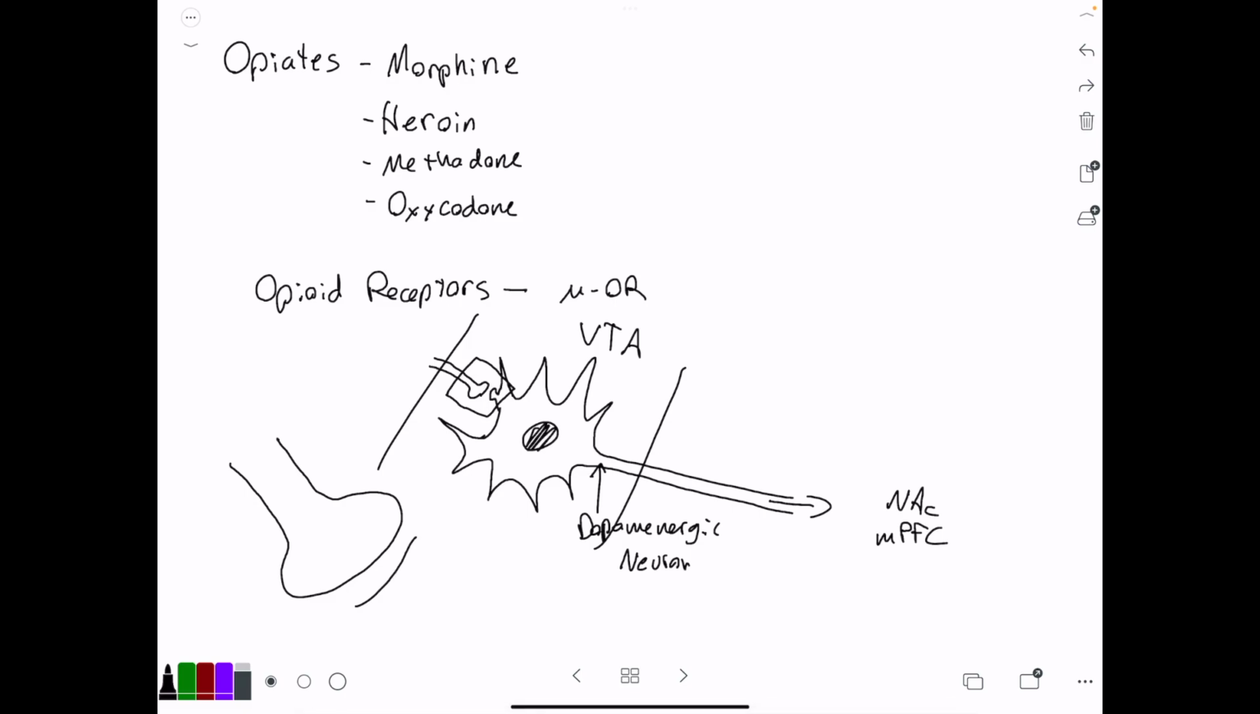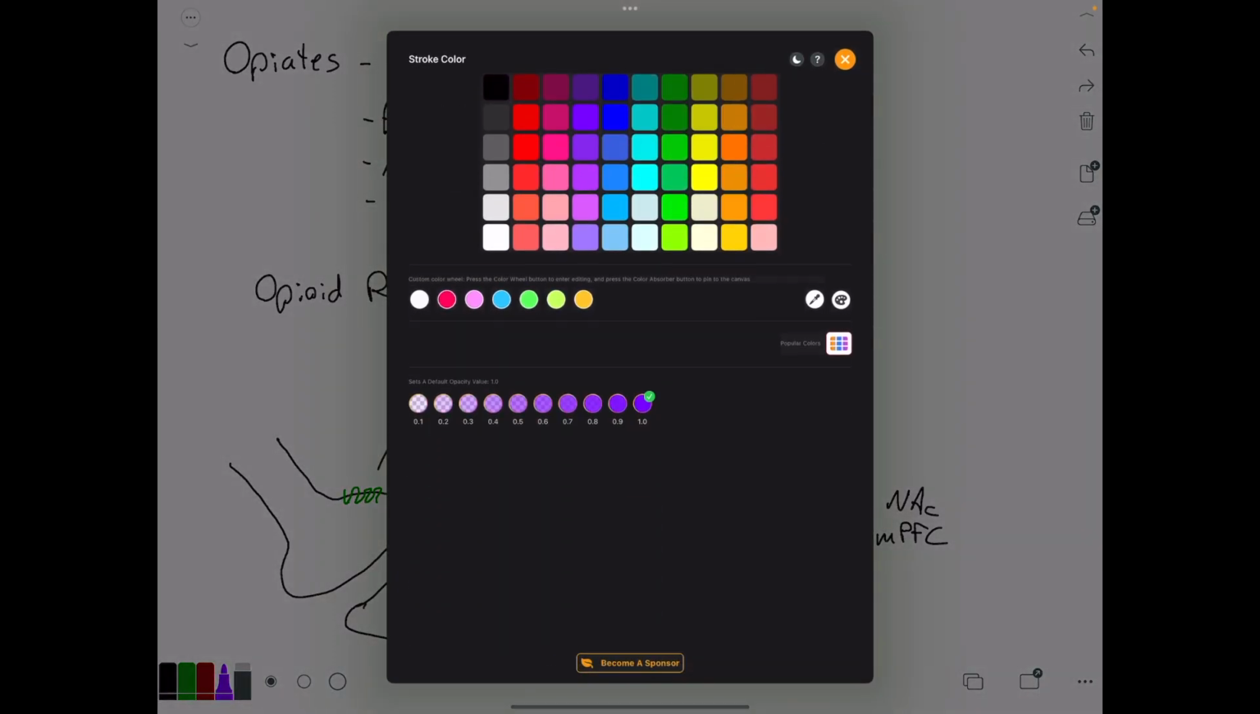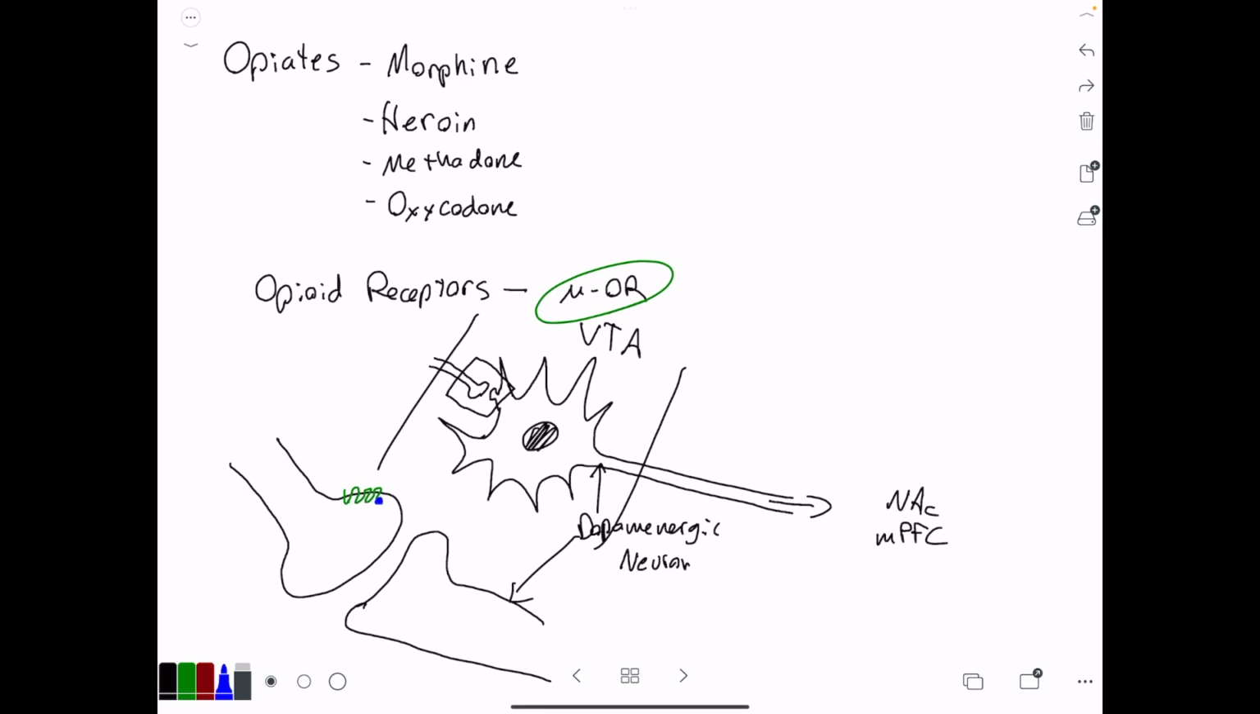And what this does is our mu opioid receptor, G coupled. I think I need one more there. And so when this binds our opioids, let's say morphine, since that was the same example we used for neuromodulation, it binds here. And what it does is it reduces that GABAergic inhibitory signal, just like in the cannabinoids.